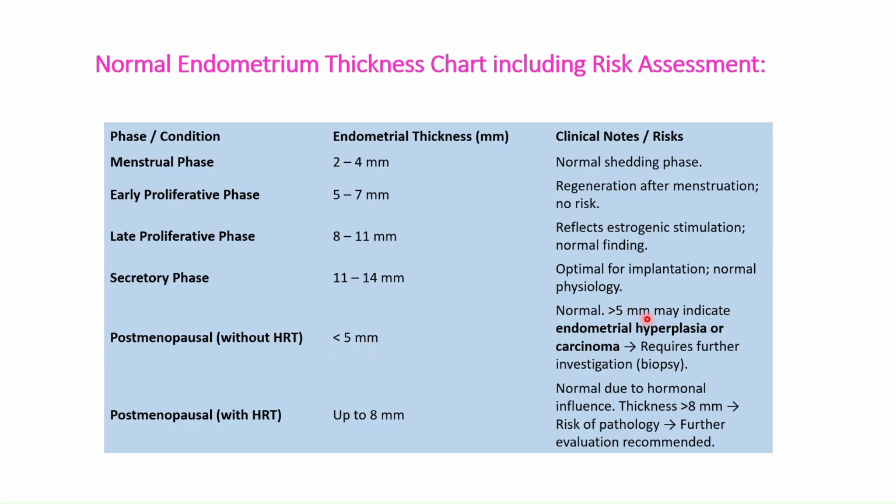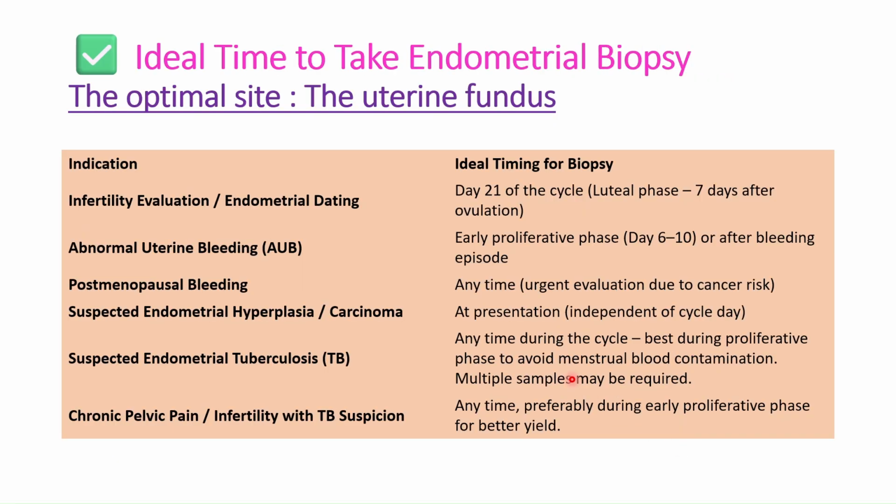If it is more than 5 mm, may indicate endometrial hyperplasia or carcinoma and requires further investigation. Postmenopausal women with hormone replacement therapy, normal is up to 8 mm. If it is more than 8 mm, risk of some pathology and further evaluation is recommended.